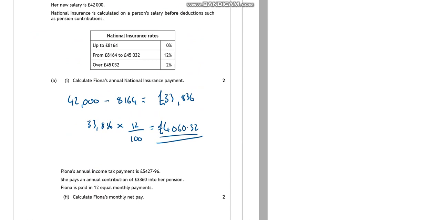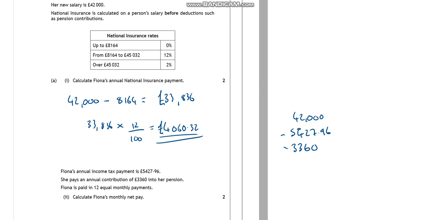Okay, all this question is saying is that she's getting paid 42,000 a year. So that's her total. She's then paying 5,427.96 every year in tax. Then she's going to take off her pension. Good to save your pension, absolutely.